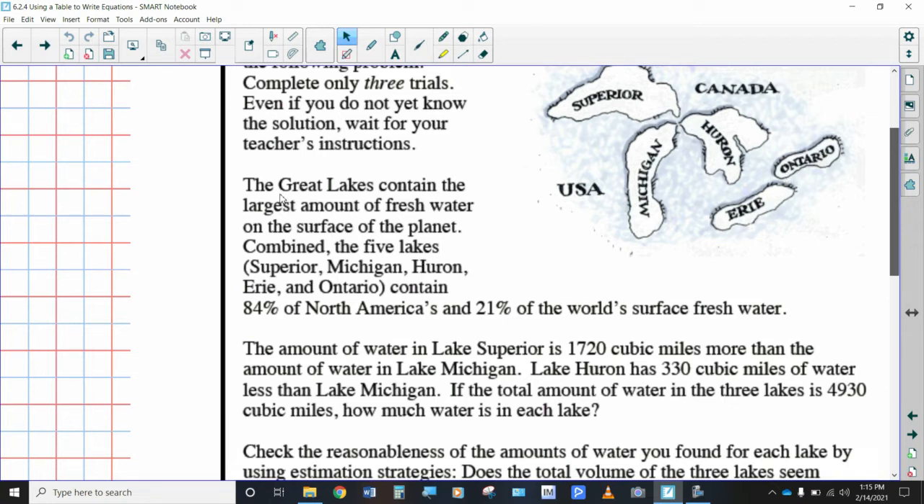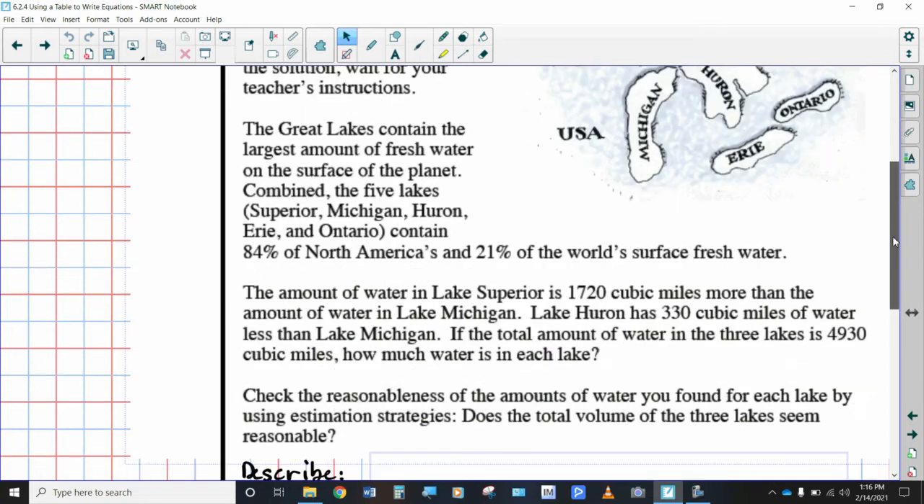All right. So anyway. The Great Lakes contain the largest amount of fresh water on the surface of the planet. Combined, the 5 lakes, that would be Superior, Michigan, Huron, Erie, and Ontario, contain 84% of North America's and 21% of the world's surface water. Okay, so let's read through the problem and the information.